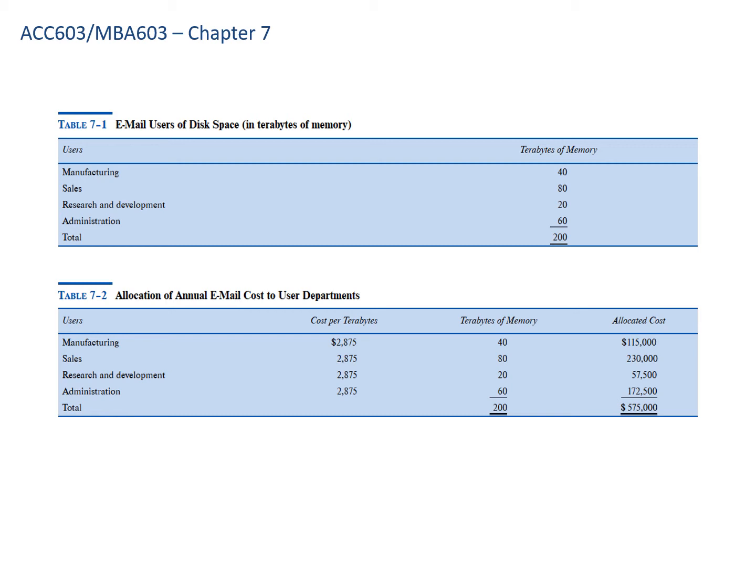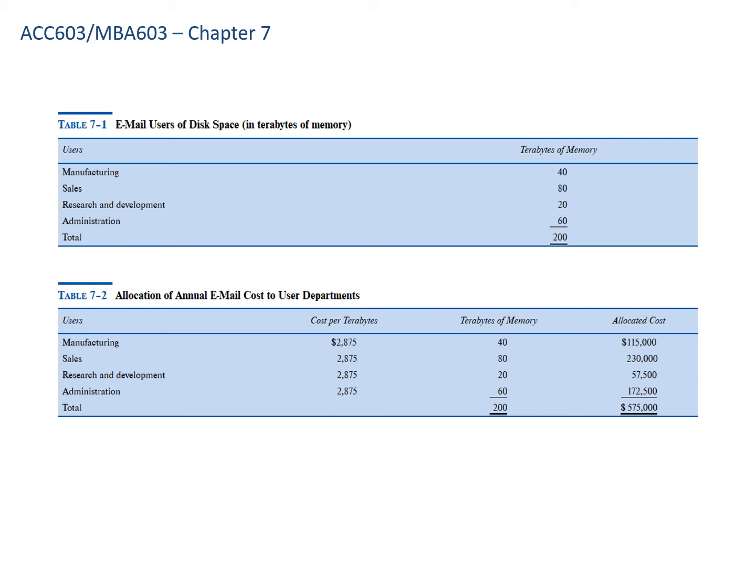So in this case, they did it based on terabytes of memory storage. So they could have chosen a different allocation base like number of emails sent or something to that effect, but they chose memory in this case and then allocated that 575 across those 4 departments based on how much memory each of them used. The important thing here, and I'll connect this back to something we talked about in a previous chapter, which is controllability.